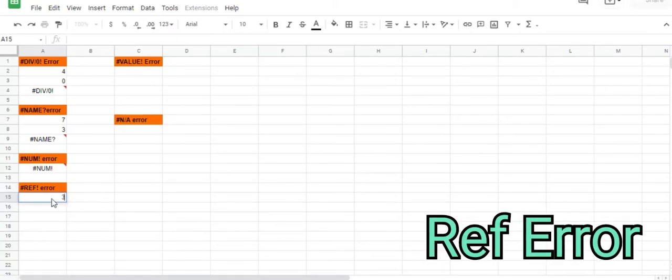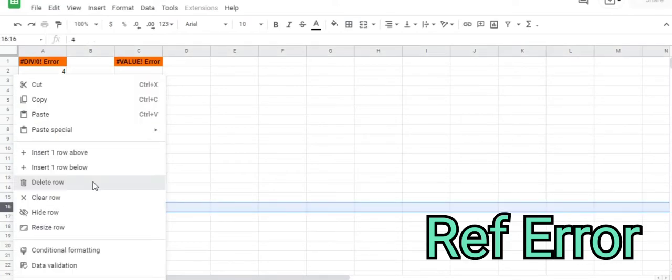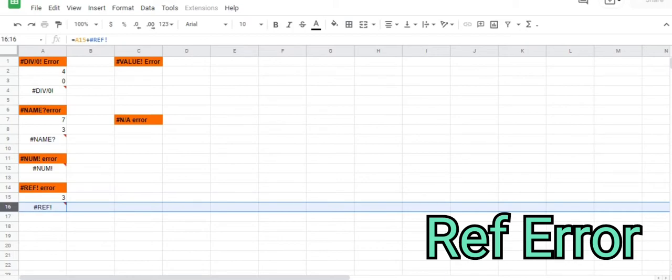Fourthly, a reference error is the message displayed when a formula references a cell that no longer exists, usually caused by deleting cells that a formula is referring to. You see, after adding two cells, I deleted one cell so that it shows reference error.